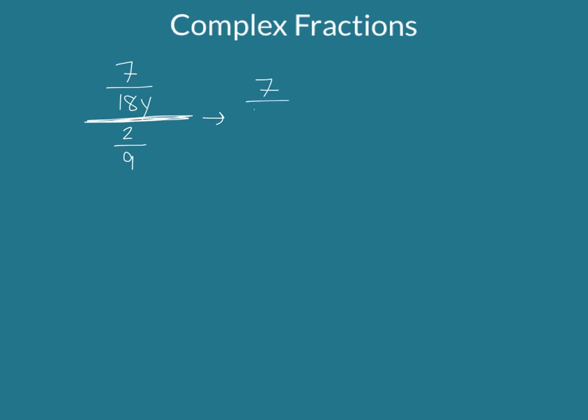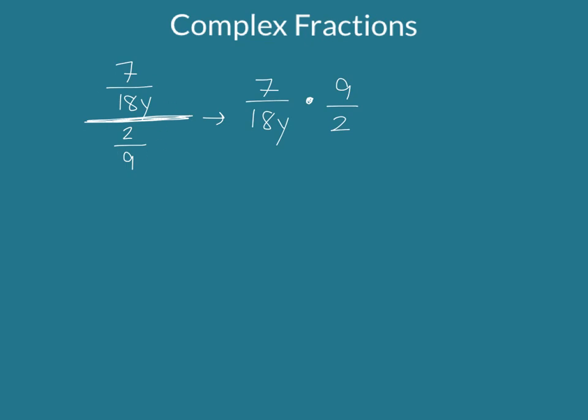7 over 18y times, multiplying by, the reciprocal of this fraction. Reciprocal just means flip. So the reciprocal of 2/9 is 9/2. And that's one way to look at it. I like this way because I'm more of a visual learner and it helps me to just see this in a less complex and crazy looking way.